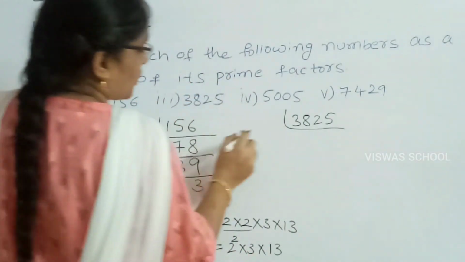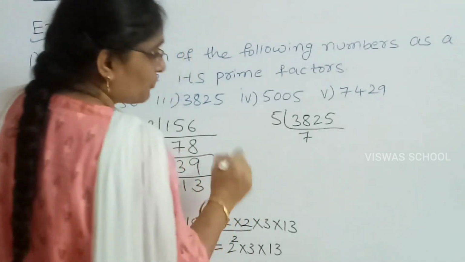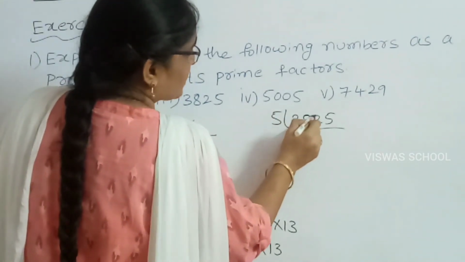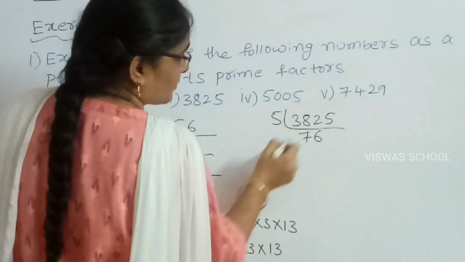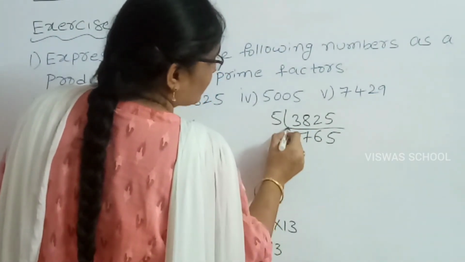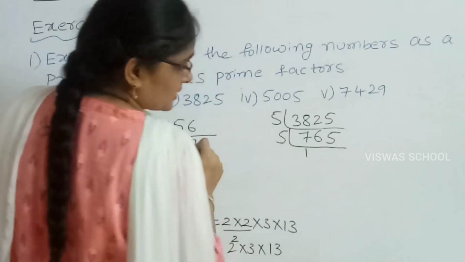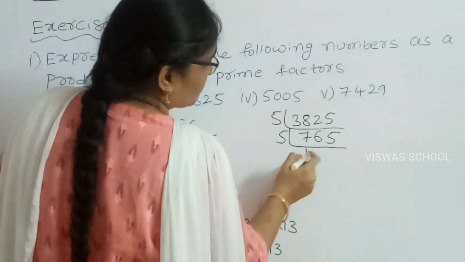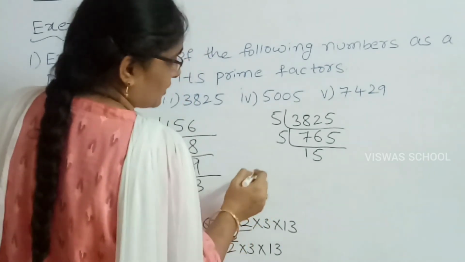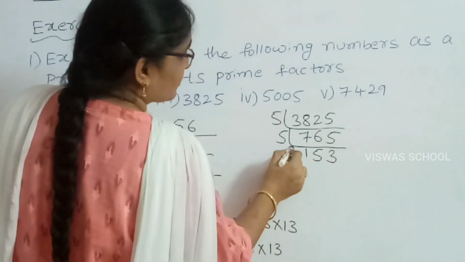Here first I am starting with 5. That is 5 7s are 35. Remaining here is 3. That is 5 6s are 30. Remaining here is 2. That is 5 5s are 25. Next also I am doing with 5 only. That is 5 1s are 5. Remaining is 2. 5 5s are 25. Remaining here is 1. That is 5 3s are 15.